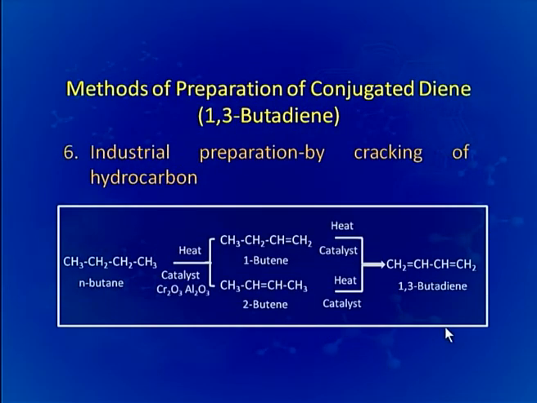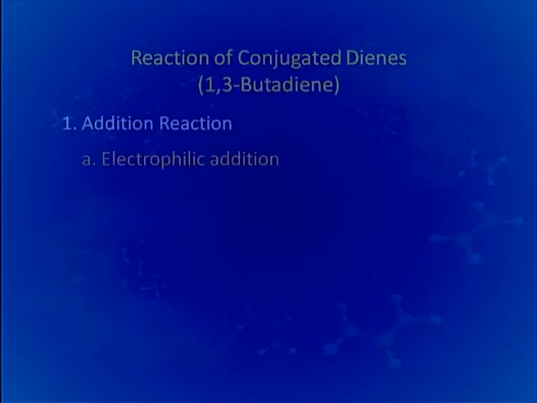In industrial preparation, cracking of hydrocarbon is done in the presence of heat and catalyst and we get 1-butene and 2-butene. If this process is continued, then in the presence of same catalyst and at high temperature, we will be getting 1,3-butadiene. After discussing methods of preparation of conjugated diene, we will start reactions of conjugated diene.